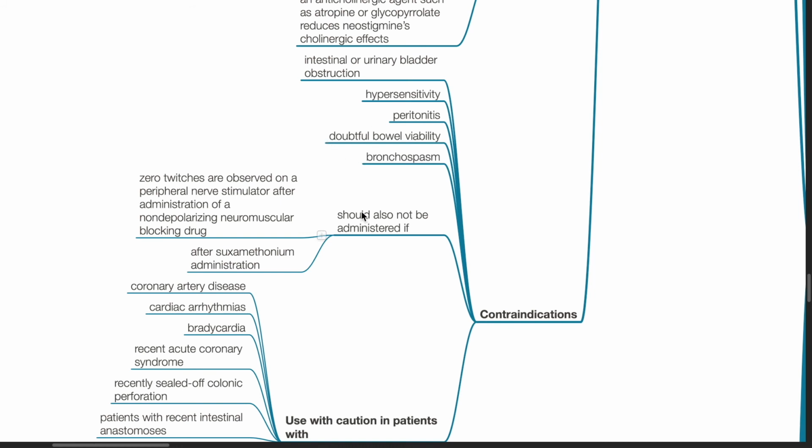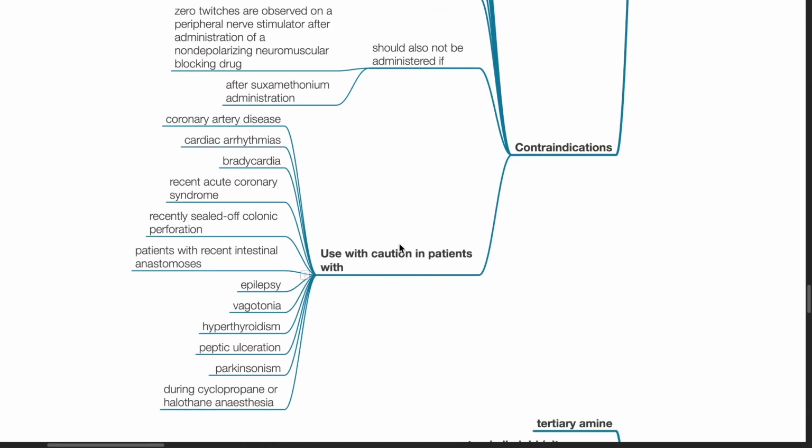Neostigmine should not be administered if zero twitches are observed on a peripheral nerve stimulator after administration of a non-depolarizing neuromuscular blocking drug or after suxamethonium administration. Use with caution in patients with coronary artery disease, cardiac arrhythmias, bradycardia, recent acute coronary syndrome, recently sealed off colonic perforation, in patients with recent intestinal anastomosis, epilepsy, vagotonia, hyperthyroidism, peptic ulceration, Parkinsonism, or during cyclopropane or halothane anesthesia.